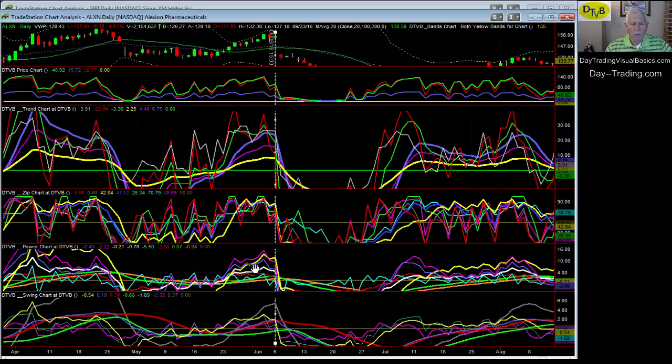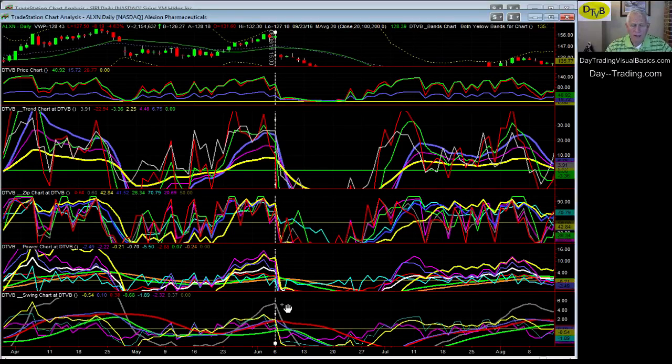And so in other videos you've possibly seen me discuss relationships between zip yellow and power yellow, and this is an example of another one, because you have divergent activity between those two lines that are a significant part of this gap.